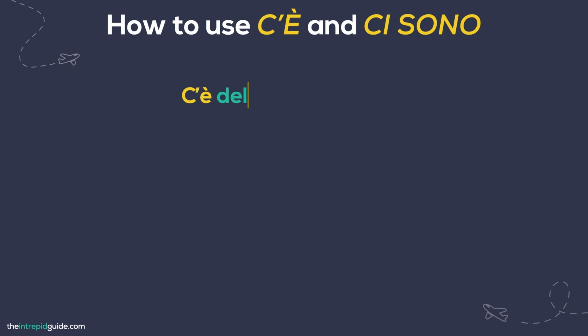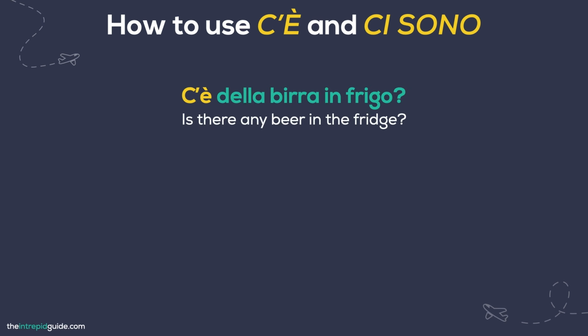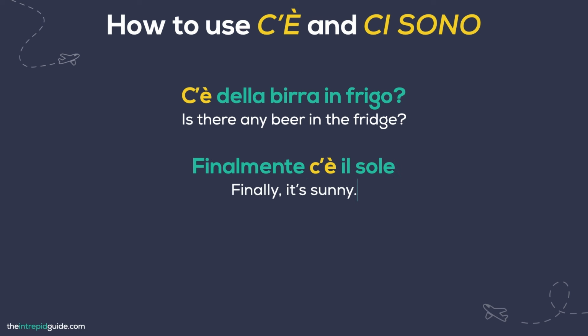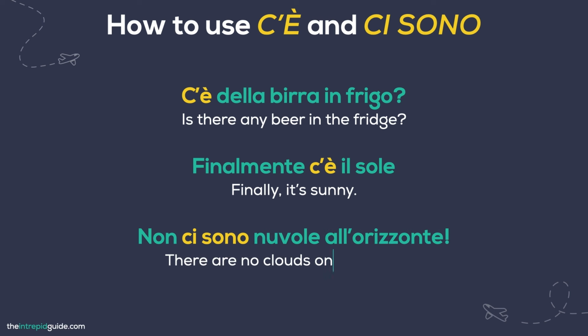For example, C'è della birra in frigo? Is there any beer in the fridge? Finalmente c'è il sole. Finally, it's sunny. Non ci sono nuvole all'orizzonte. There are no clouds on the horizon.